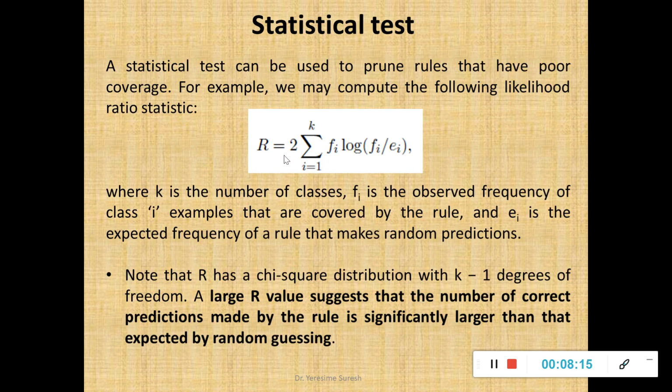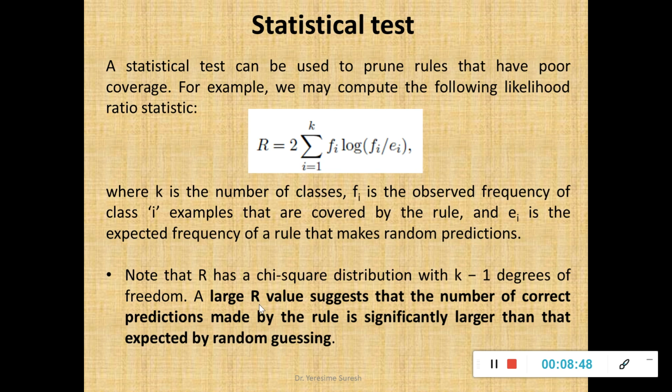And the formula is given as 2 times the summation of i starting from 1 to k. That means k indicates the number of classes. Number of classes in the sense positive, negative, yes or no, student has passed or failed. So the number of class labels in your target function is the value of k, multiplied by fi into log fi divided by ei, where fi is the observed frequency and ei is the expected frequency of a rule that makes random predictions.